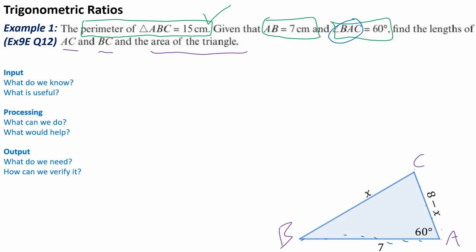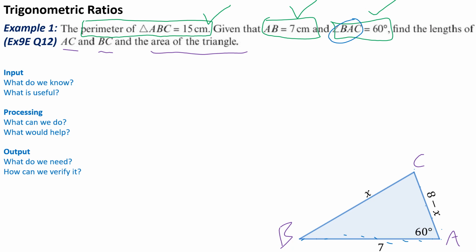So we've made full use of the perimeter statement. We've encoded that information into the fact that we have x and 8 minus x on those two sides. We've used the fact that AB is 7, that's marked on the diagram, and angle BAC is 60. So now we can focus our efforts on looking at the diagram.